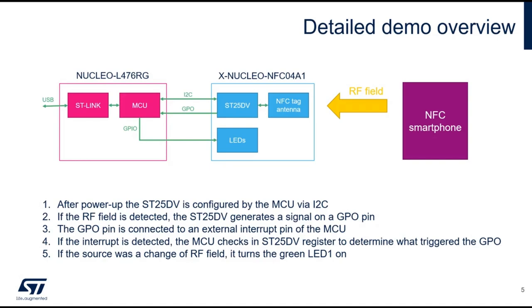This diagram shows the components and how they are connected to complete the demo. So the ST25DV detects an RF field and interrupts the STM32 via its GPIO pin. The microcontroller subsequently turns on the green LED.